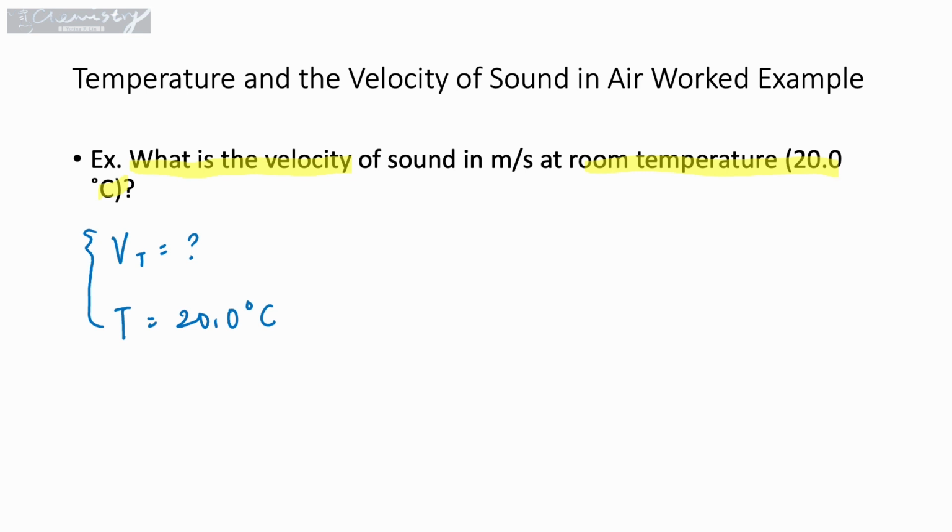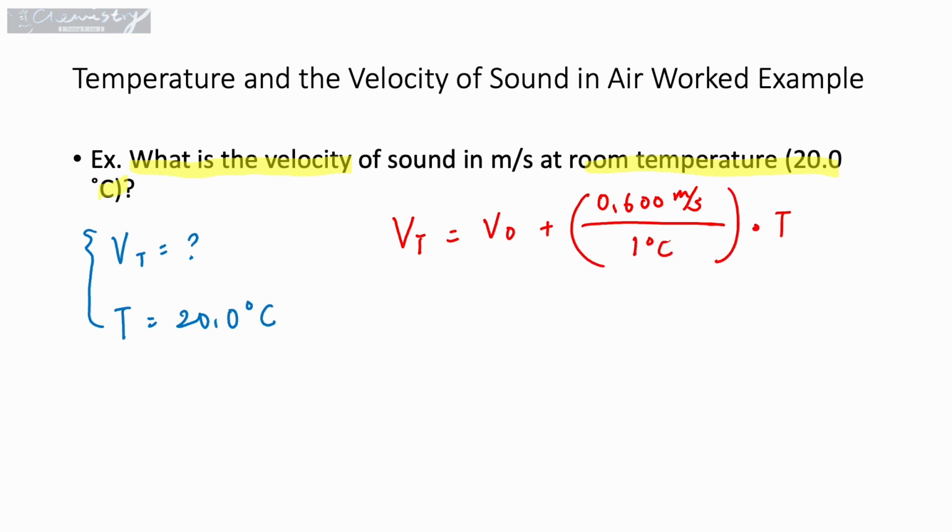Because we are finding a velocity at a certain temperature, we know that the equation we will be using is the velocity at a certain temperature is equal to the V initial plus 0.600 meters per second over 1 degree Celsius multiplied by the temperature. Now Vt is already on its own, so we don't need to rearrange the equation. We can just start by plugging numbers in. First, we know that V0 is a given number, 331 meters per second. And we are using 331 because over here we are looking for meters per second. We are also looking for meters per second here.